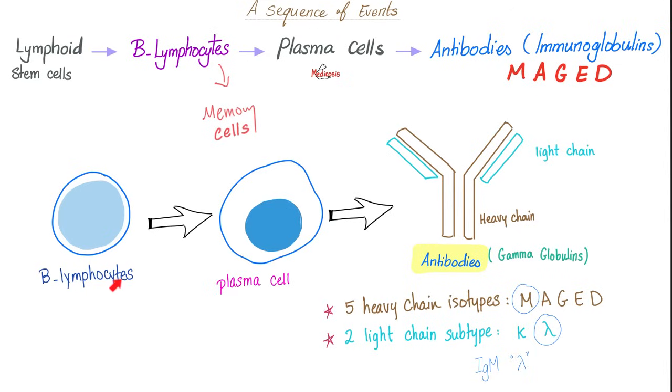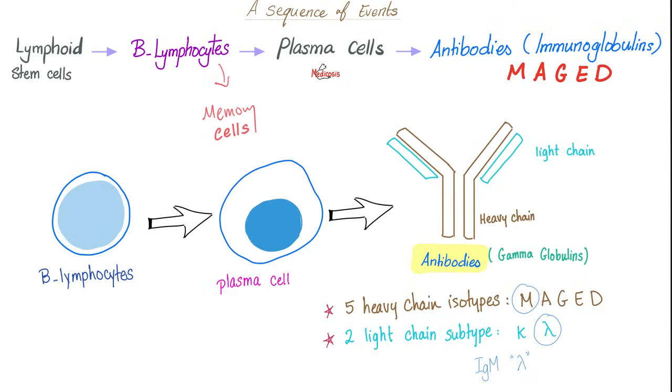So here's the B lymphocyte. When it was young, it was naive. After it got introduced to the antigen, it grew up into mature B lymphocytes and memory B cells. The mature B lymphocytes can become plasma cells to secrete antibodies.